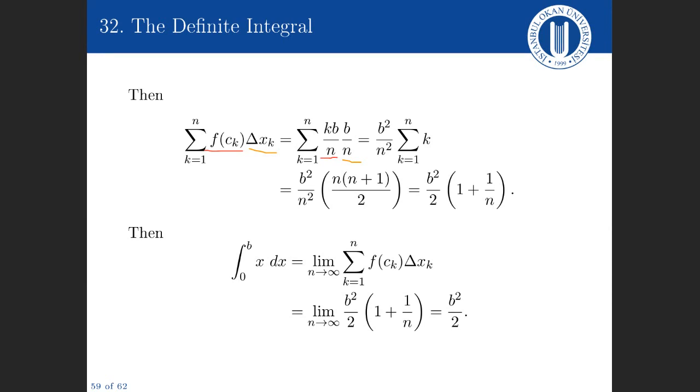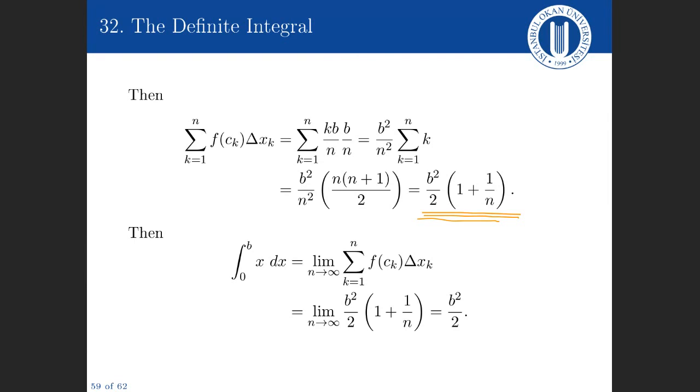B and n are constants, we can take those outside of the sum, get b squared over n squared outside, and then we're just doing the sum from 1 to n of k. We know the sum, we have a formula for this. This is n times n plus 1 over 2. Divided by n squared, we get b squared over 2 multiplied by 1 plus 1 over n. This is our formula for the area of these n rectangles.